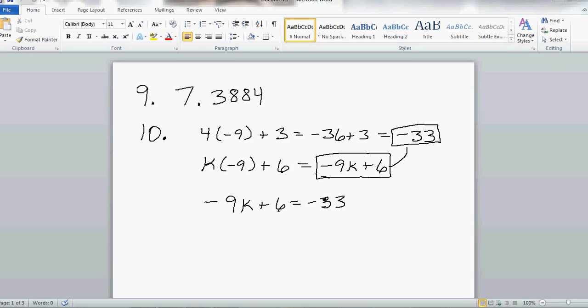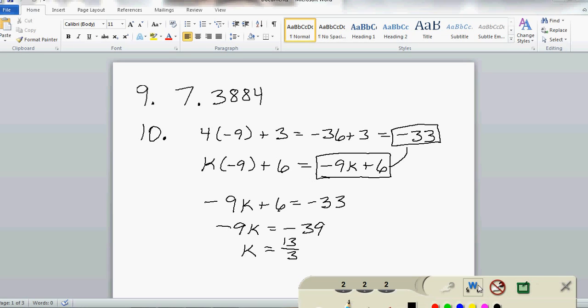Then it becomes a simple algebra problem. Subtract 6 and divide by -9 so that k equals 13/3. And we have answered the question. We found the numbers k so that it's continuous everywhere, even at -9.